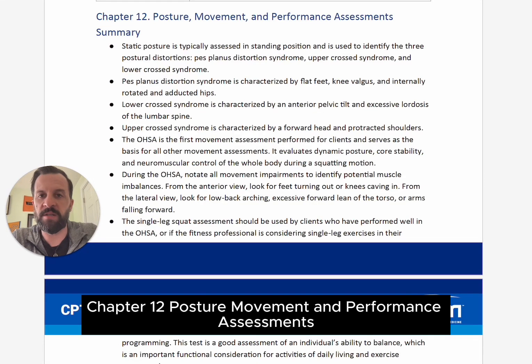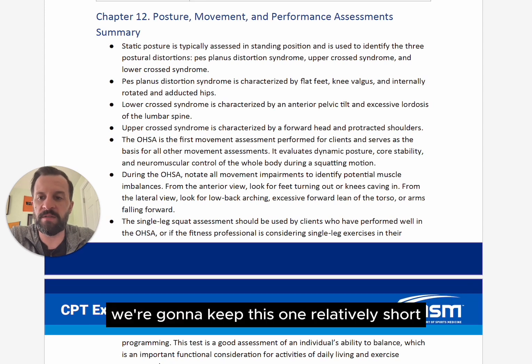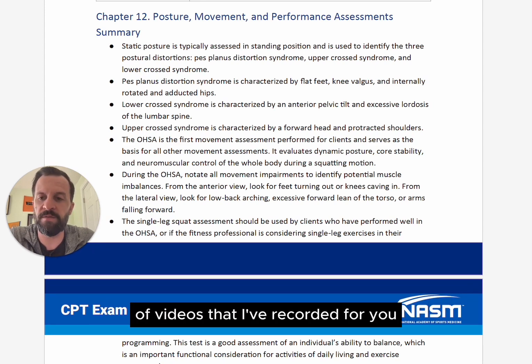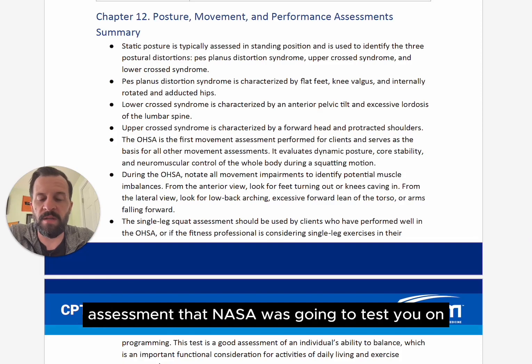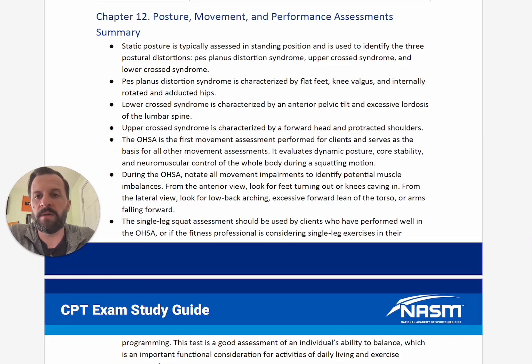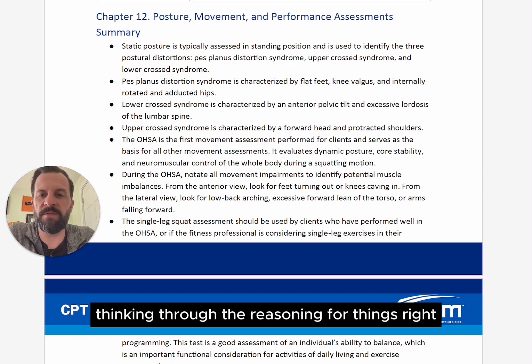Chapter 12, Posture, Movement, and Performance Assessments. We're going to keep this one relatively short because there are a ton of videos that I've recorded for you on the overhead squat assessment, which is I would say the primary assessment that NASM is going to test you on. Thinking through the reasoning for things, right?